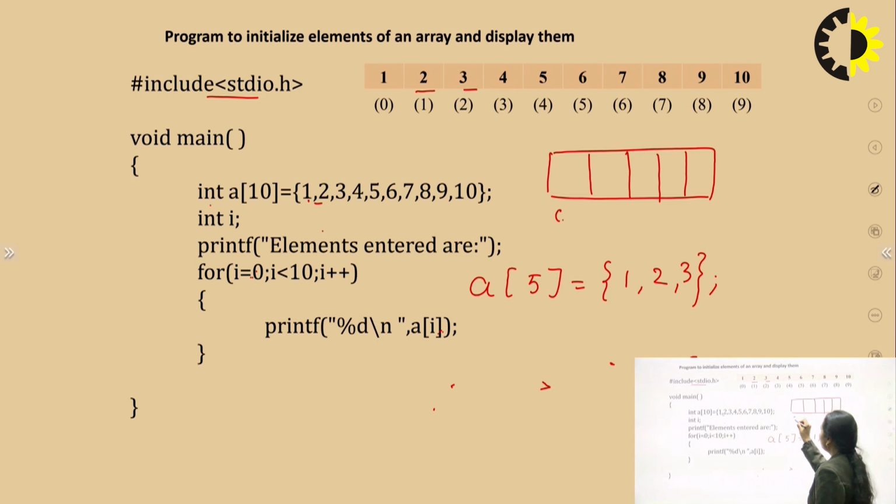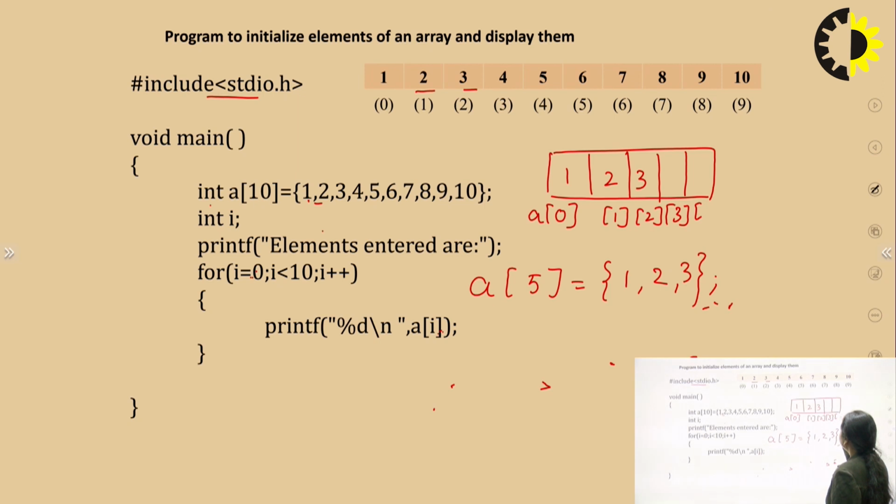At A0, 1 will be stored. At A1, 2 will be stored. At A2, 3 will be stored. At A3 and A4, 0 will be stored by default.